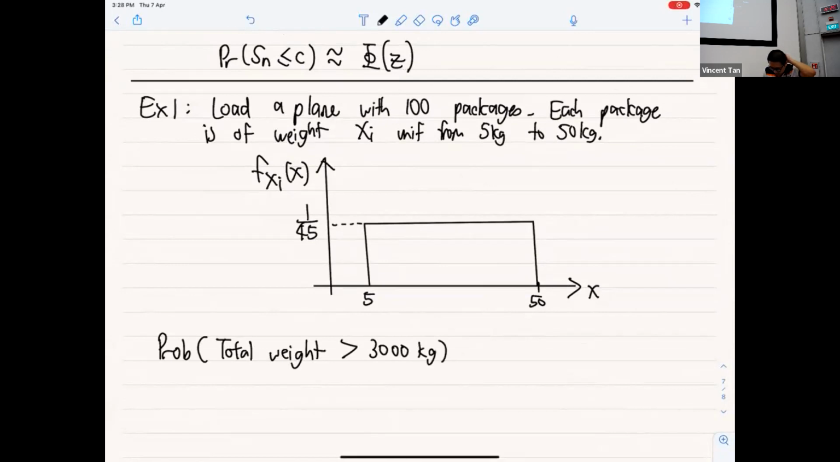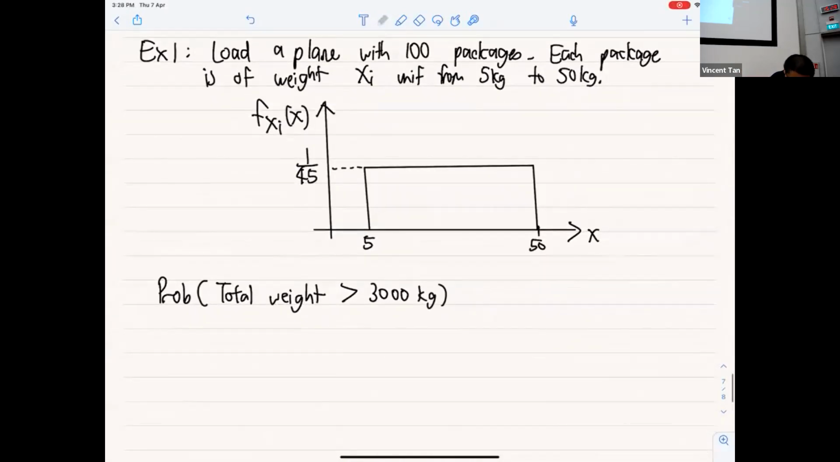Okay, let me see. Yeah. So this is certainly feasible in the sense that, well, this is going to be some interesting number because the maximum weight is 5,000 kg. The minimum weight is 500, the maximum weight is 5,000. So this is in between. This is meaningful. You are loading packages onto a plane, and each package is between 5 kg and 50 kg. Okay? What is the chance that the total weight is more than 3,000?